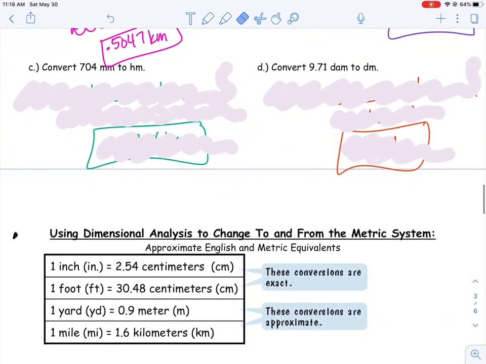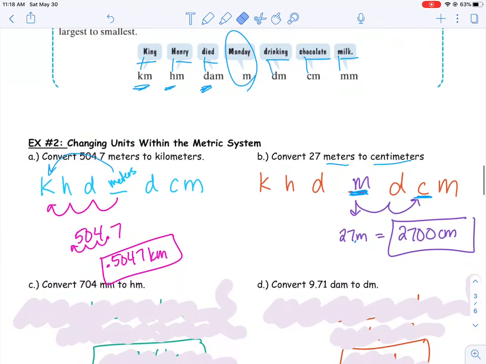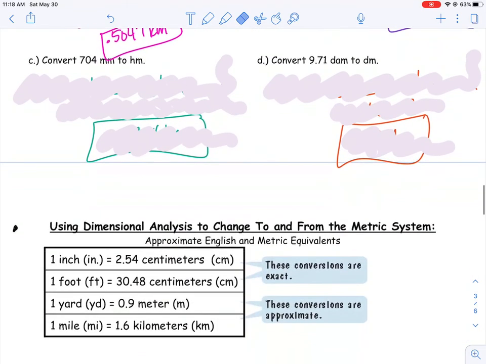All right, let's look at C and D. You might want to pause the video and try these two first by yourself to see if you've got it. For C, we have 704 millimeters, and we want to convert it to hectometers, right? Okay, so here we go. I notice that I'm in the metric system, so I'm going to use my saying. King Henry died Monday drinking chocolate milk, if we're in meters.